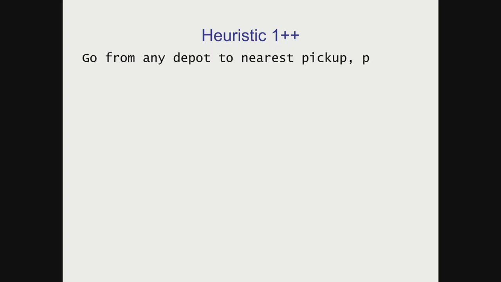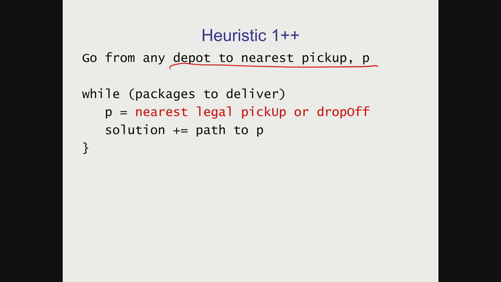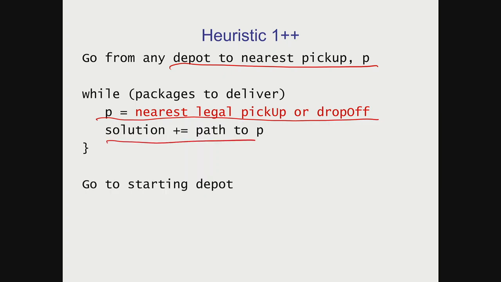The code's not much different. I start off the same way. From any depot, I find the closest pickup. I'm going to do that first. But now, while I've got packages to deliver, I'm not going to just go to the next pickup, and I'm not going to just drop this package off. I'll go to the closest legal thing I can do. There are two things I could do: I might drop off a package, or I might pick up a new one. I'm going to consider all those, and I'll do whatever's closest. Then I add that into my path. And at the very end, I go back to my starting depot.